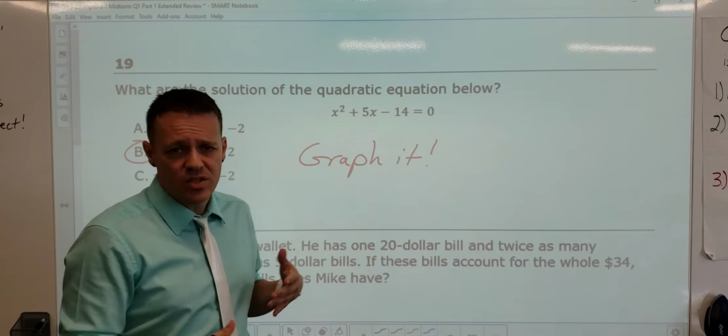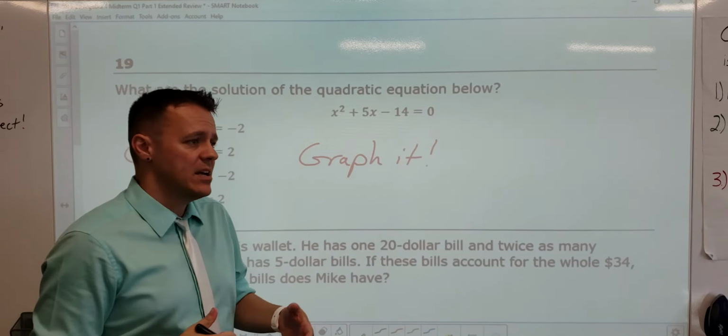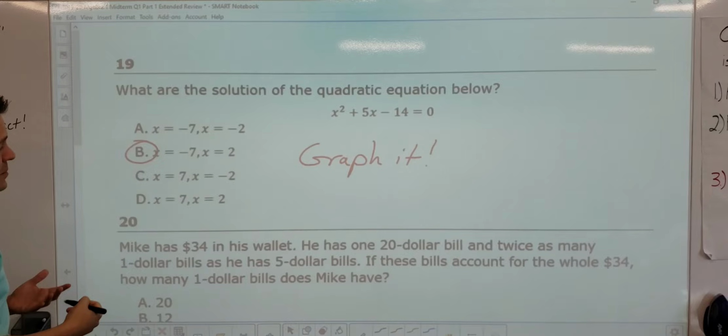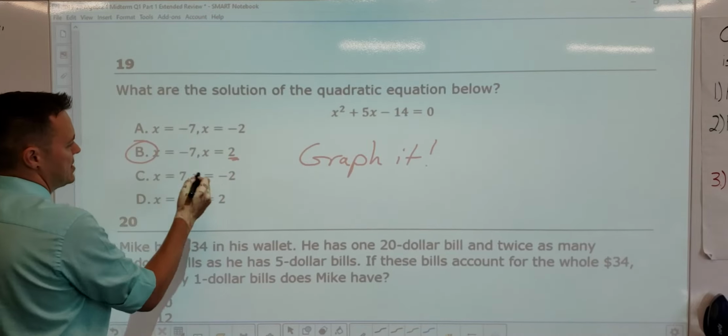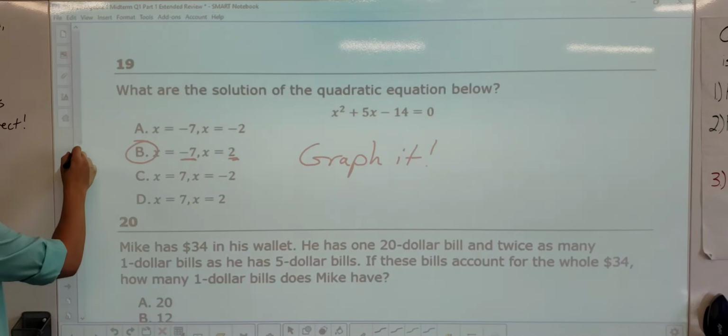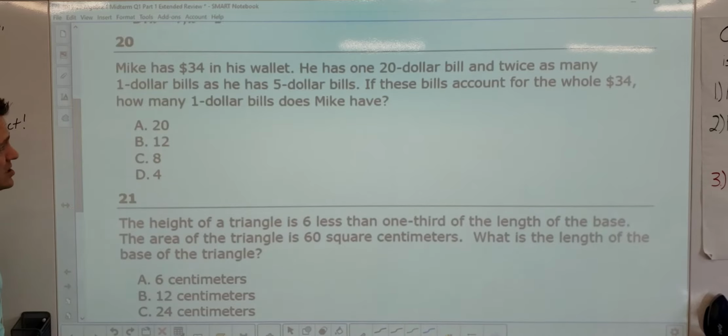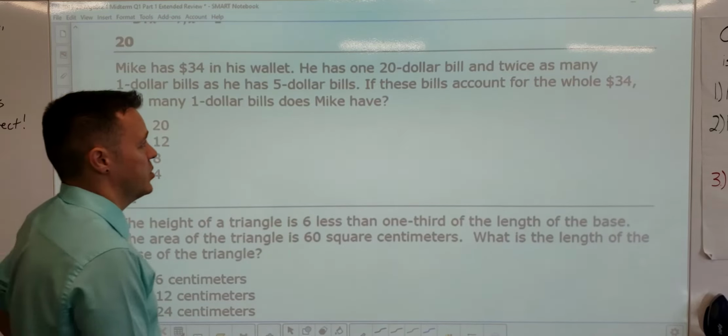On the test, it'll say something similar to this. It might ask you to put a number in. If it's a positive number, you'd put 2. If it asks you for a negative number, you'd put negative 7. Simple as that. Mike has $34 in his wallet. He has one $20 bill.